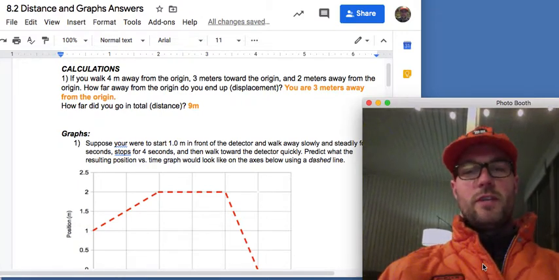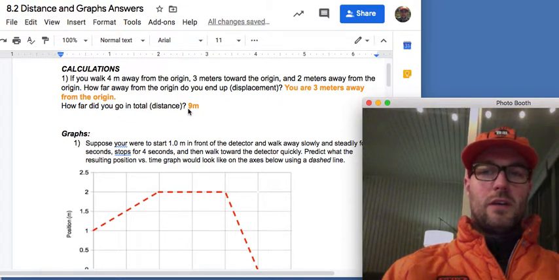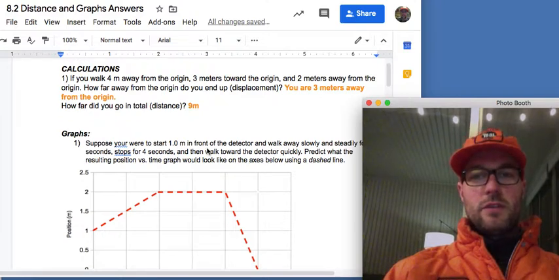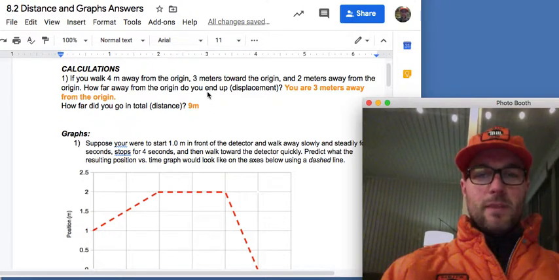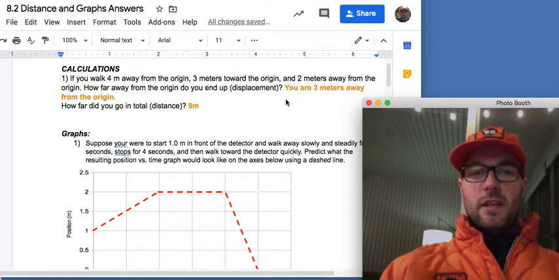You have hopefully just completed the 8.2 Distance and Graphs document. And now I'm going to guide you through the wonderful answers that you so desire. Hopefully, you have got all of them right. But if not, don't fear. There's explanations too. Now, let's walk through this. Start with the first one.